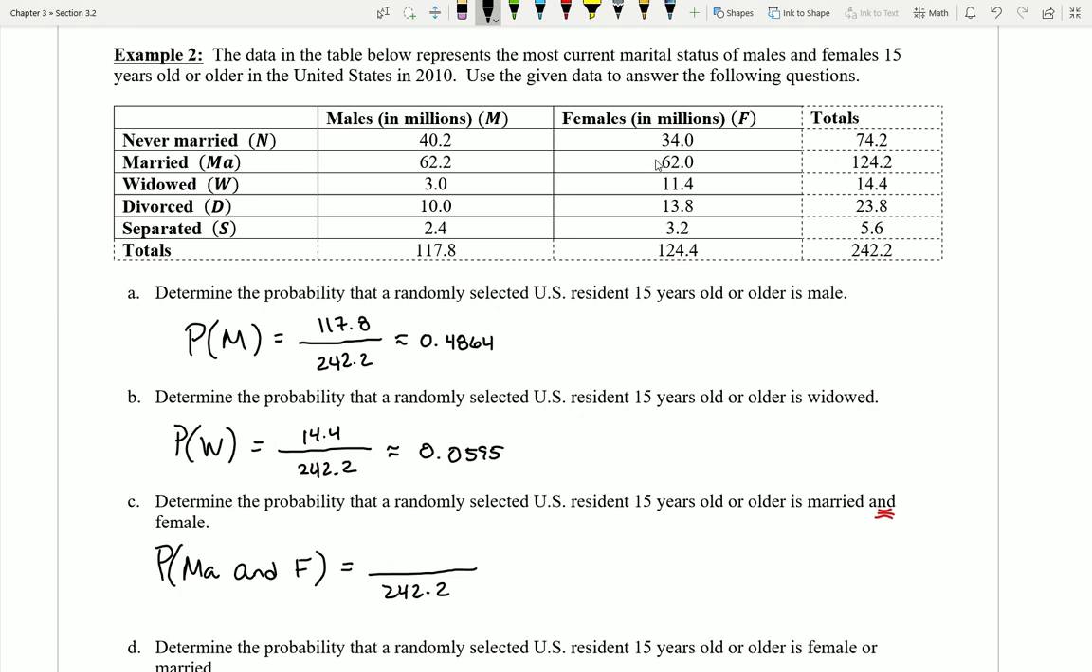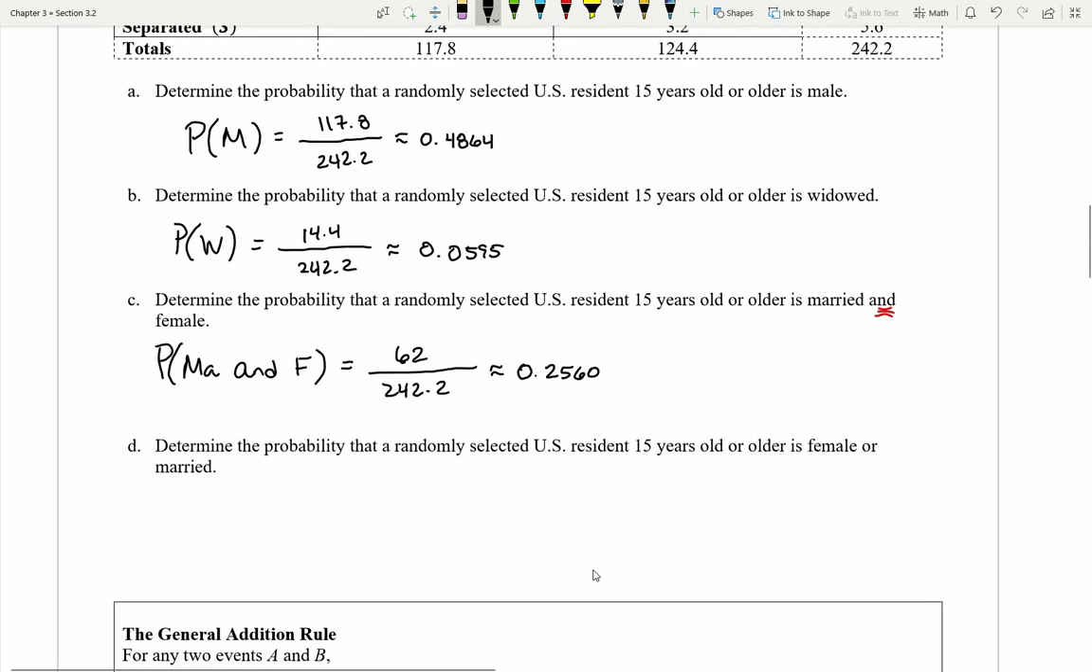Well, yeah, that's not tough to find, right? That would be like this 62 million. Notice that's females that are in the married category. So that's my 62. If I was to crunch this out, I think I get to a value of 0.2560.